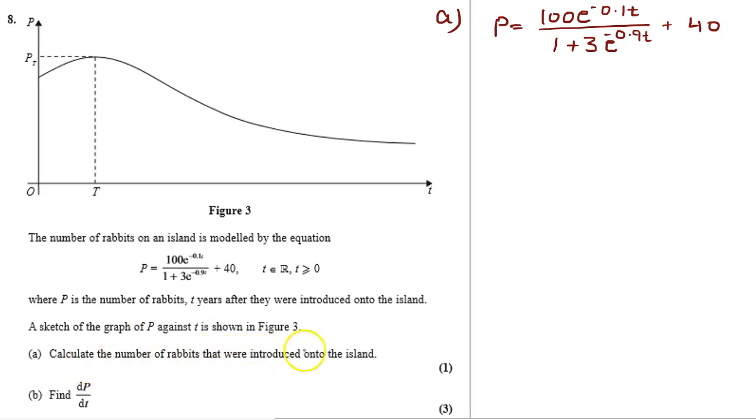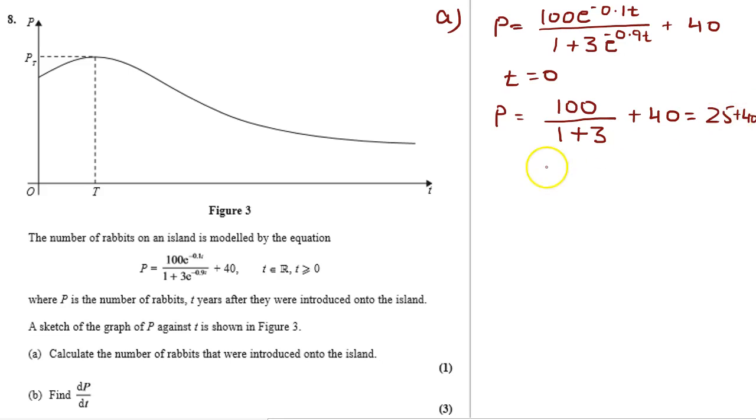Calculate the number of rabbits when they were introduced on the island. So when they were introduced, t must be 0. So P is equal to 1000 e to the power 0, which is 1, divided by 1 plus 3 to the power 0, which is 3, plus 40. So that is 1000 over 4, which is 250, plus 40. So P will be 65 rabbits were introduced.